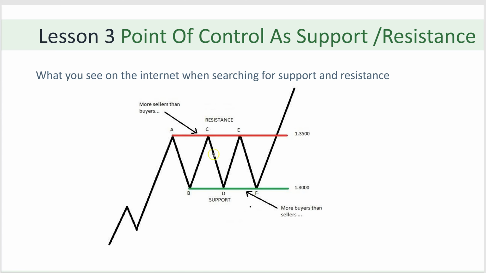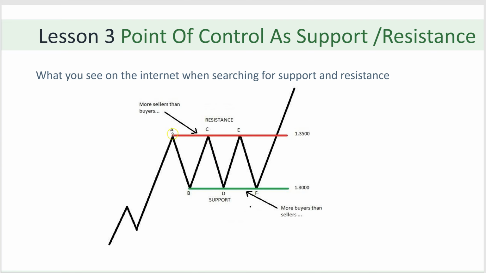Now I can get short, and you get short somewhere in the middle. Where's your target down here at D? Would you rather get short as soon as you hit this red line, or somewhere in the middle? Right? You want to get short up here, and that's what point of control is going to allow you to do.